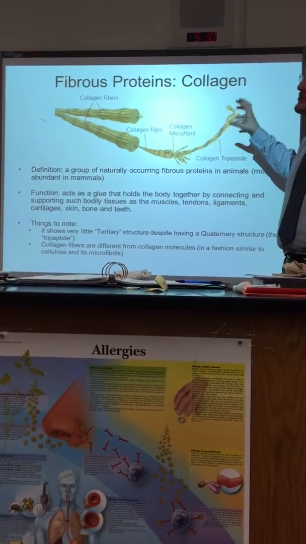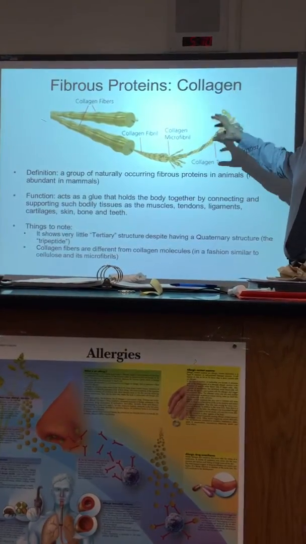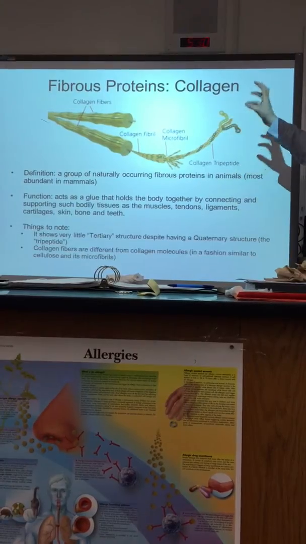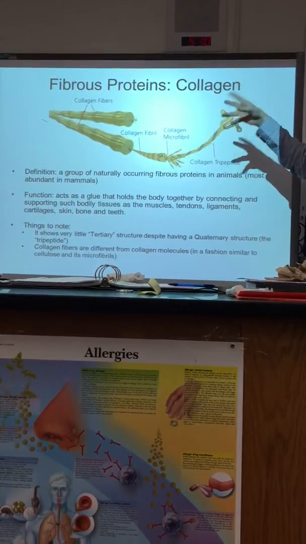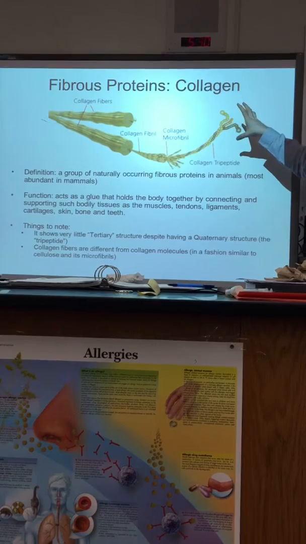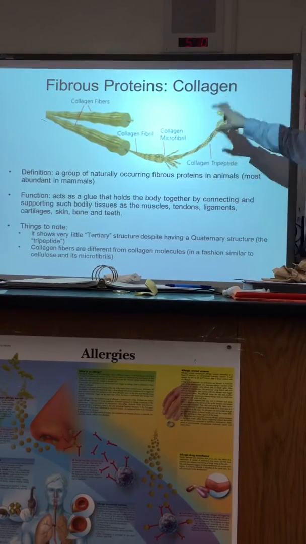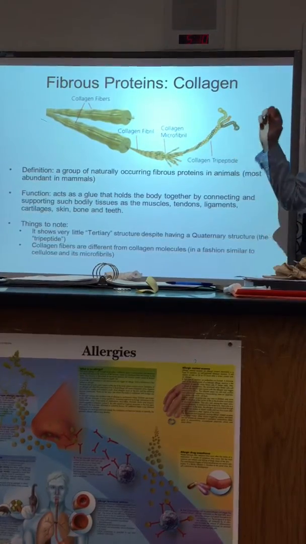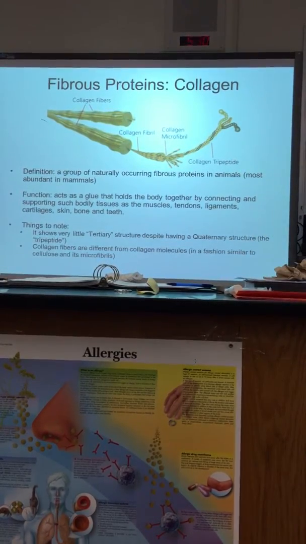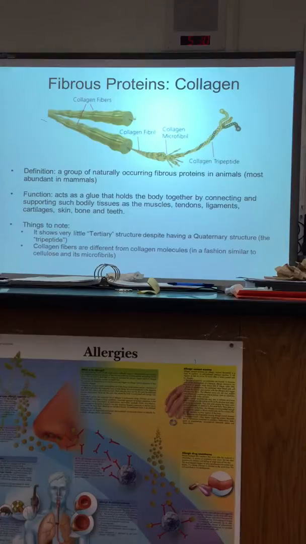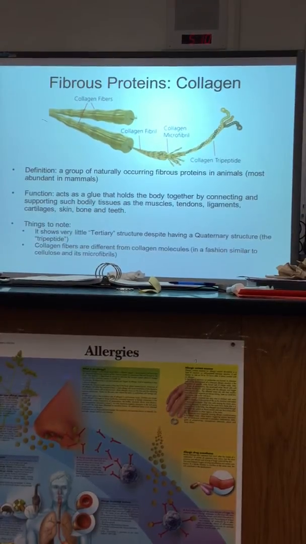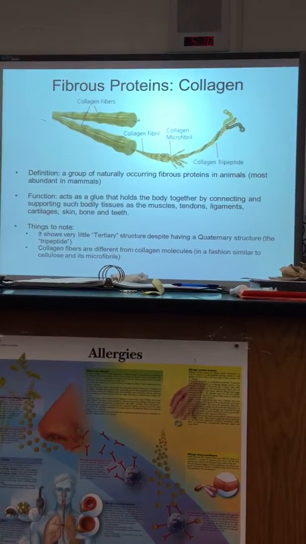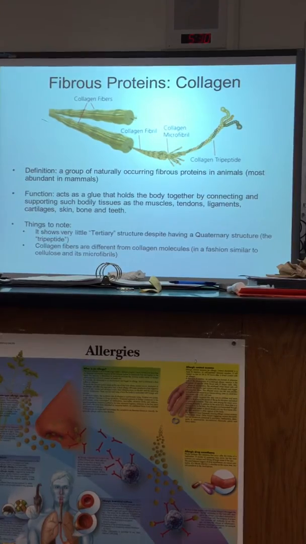So the collagen tripeptide is the individual polypeptide itself. The tripeptide is the quaternary structure. When you combine multiple of them together, you get a collagen microfibril. You must learn these words, and you must learn the order that they work in, because they can get you points on Cambridge.